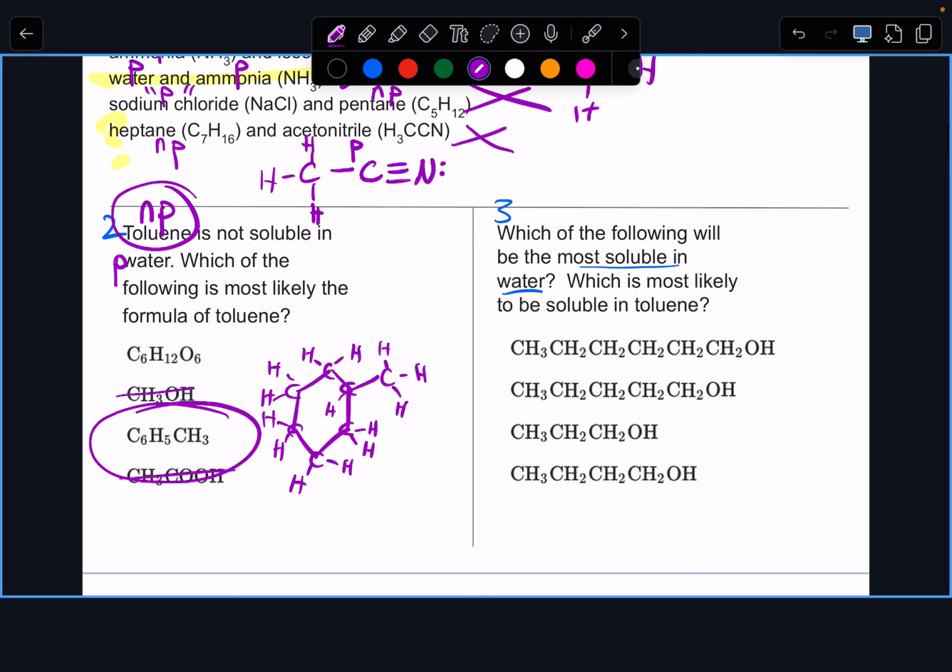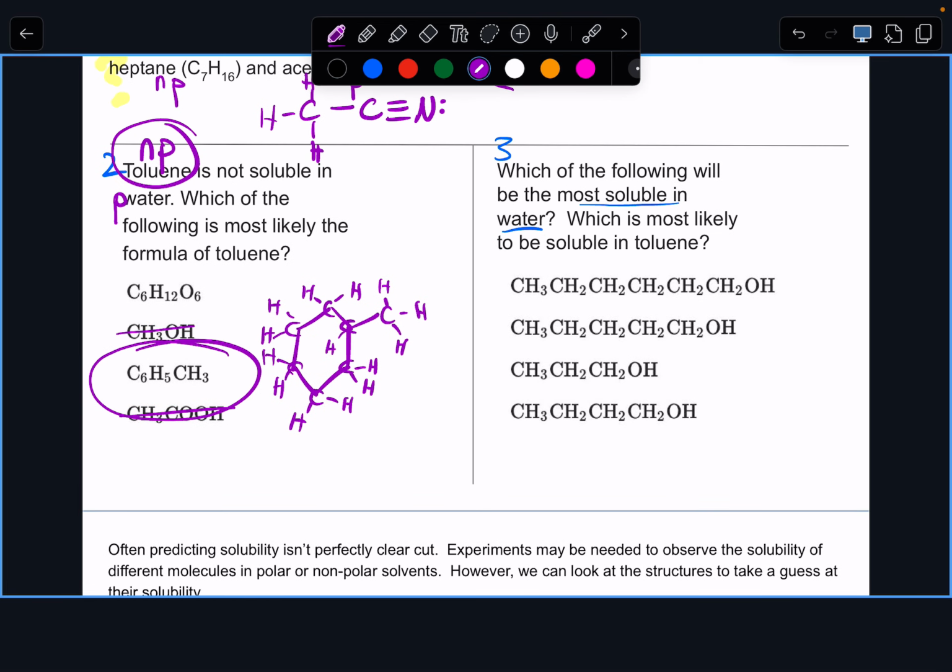Okay, and then question 3 is really getting us into, like I said, this gray area. So every single one of these is an alcohol. So when I look at that, I'm like, well, aren't all of them just soluble in water? However, they also have these big long chains of carbons and hydrogens. So like the first one, 1, 2, 3, 4, 5, 6. So that guy looks like this.